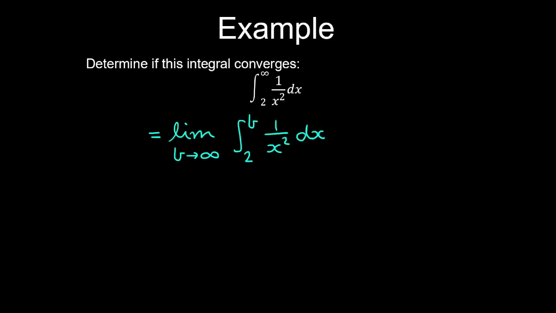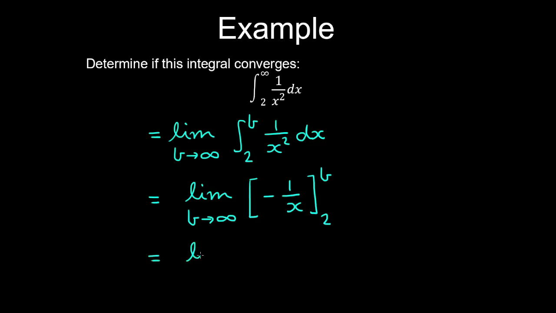And now we can basically evaluate this integral, so we get minus 1 on x, evaluated from 2 to b, and we take the limit as b goes to infinity. So what we obtain is the limit as b goes to infinity of minus 1 on b minus a half.